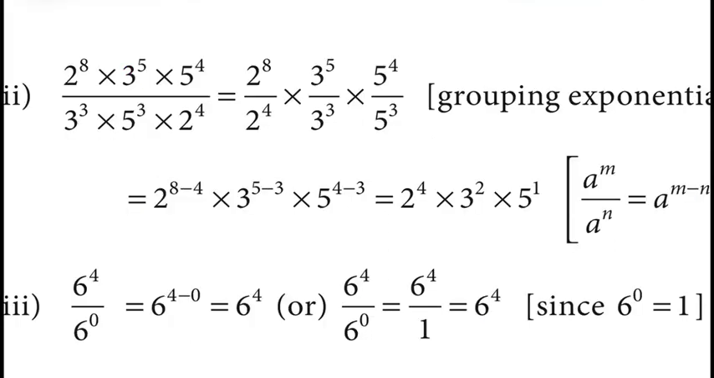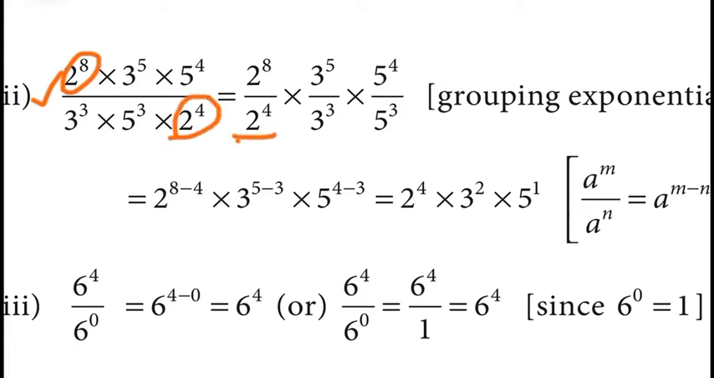Second subdivision, 2 power 8 into 3 power 5 into 5 power 4 divided by 3 cube into 5 cube into 2 power 4. So I am grouping the numbers with the same base. In the numerator I have 2 power 8. In the denominator I have 2 power 4.